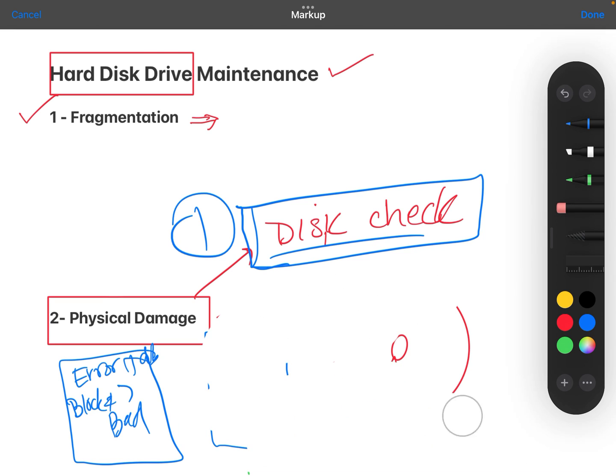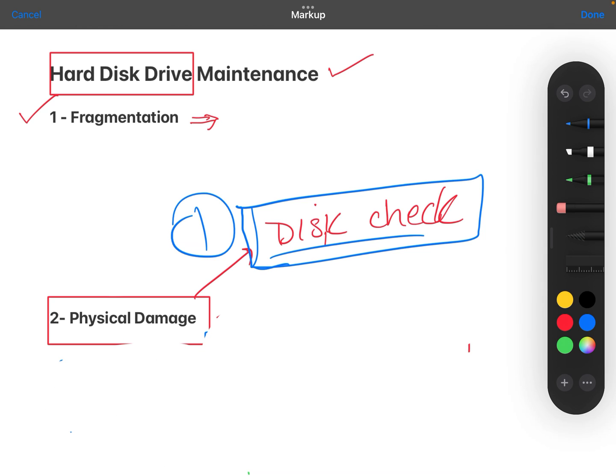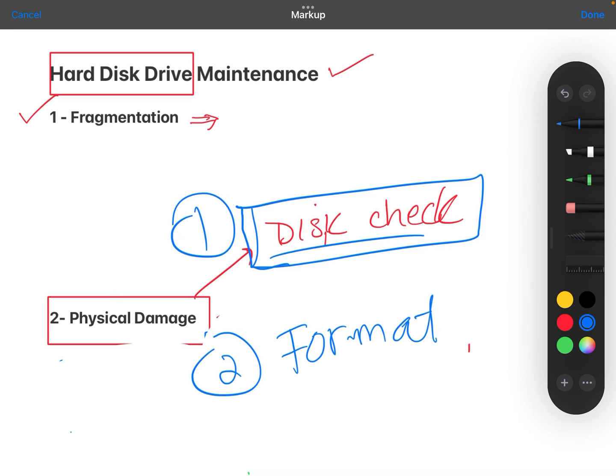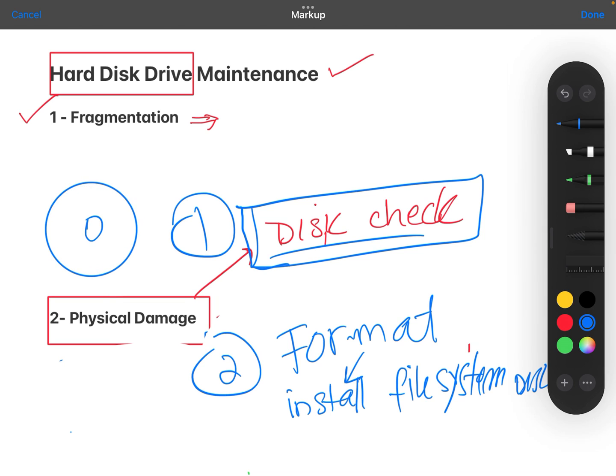And what is the second method? The second method is formatting. Okay. Format. You format the disk. But when you format the disk, you know what the formatting does, right? Formatting installs a file system on the disk. And what is a file system? A file system is when you make tracks and blocks and things like that on the disk, right?